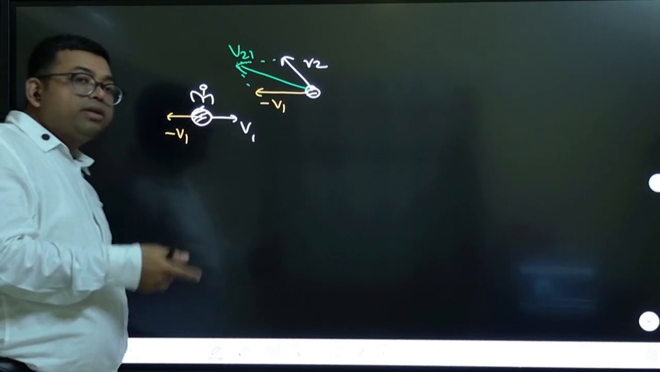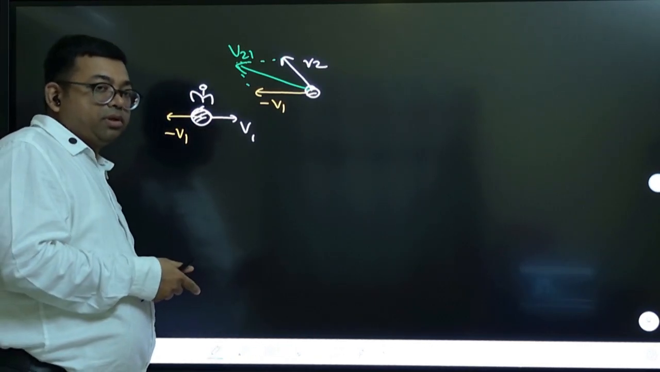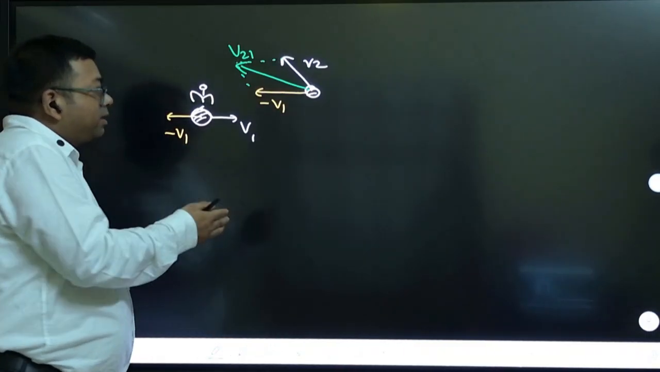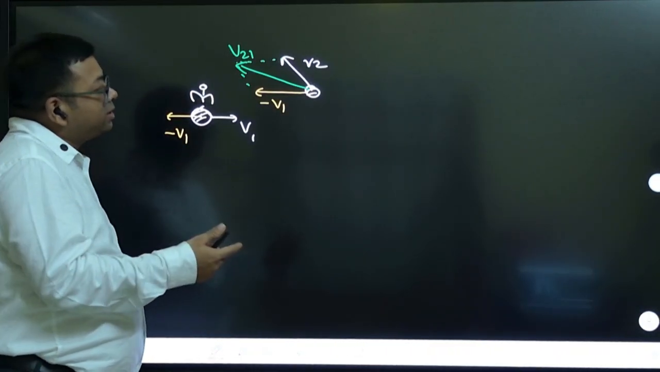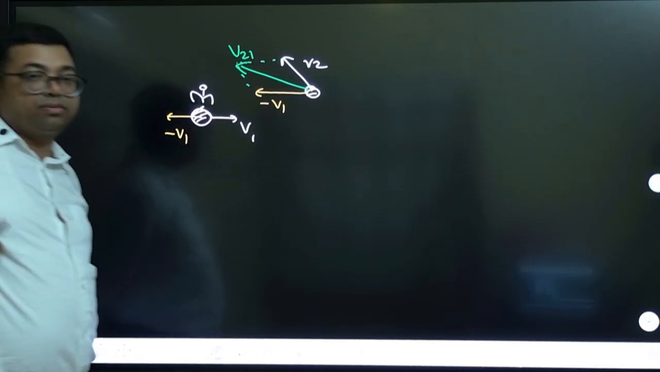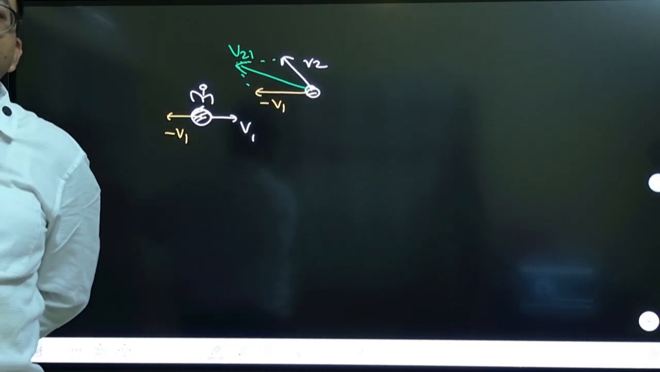So the observer has to add his own negative to everything. So suppose he is under acceleration, so he will add his negative acceleration to any other object which he is studying. Okay.